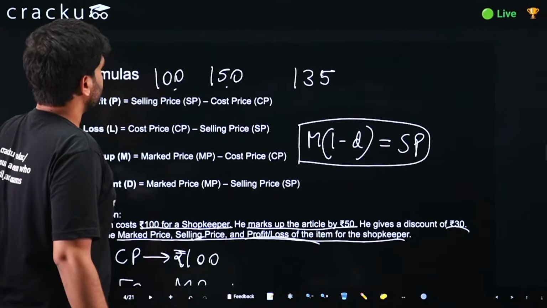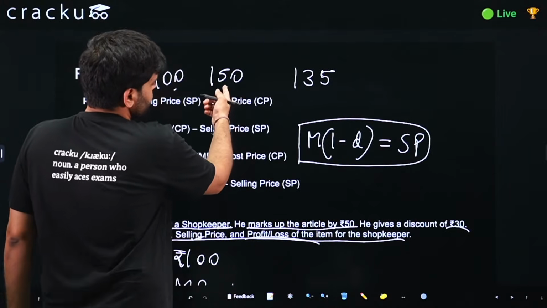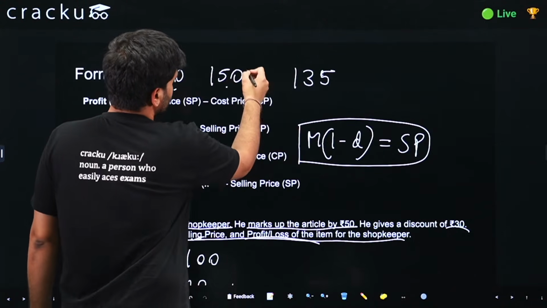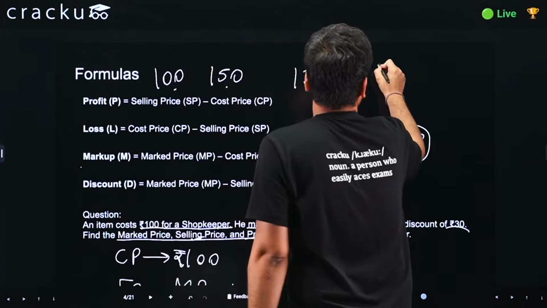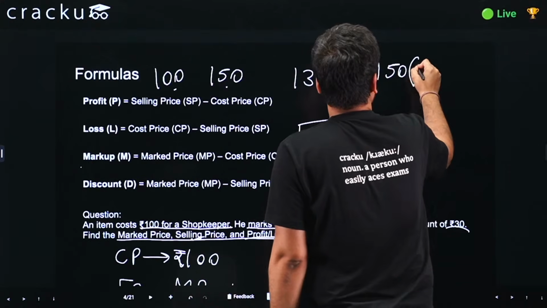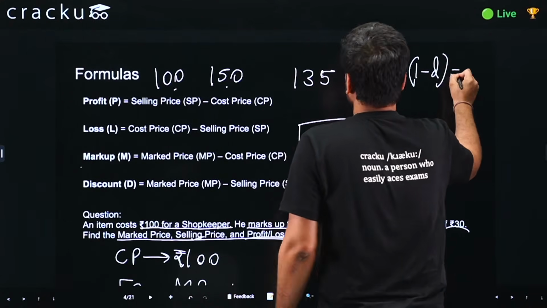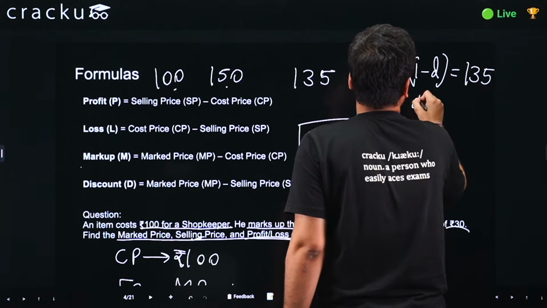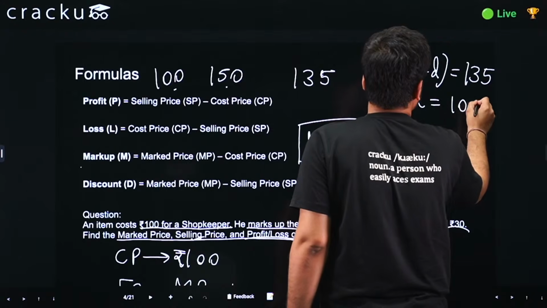In our example, the discount, if we calculate, marked price was 150. 150 into 1 minus D equals selling price, which was 135. So D came out as 10% in our case.